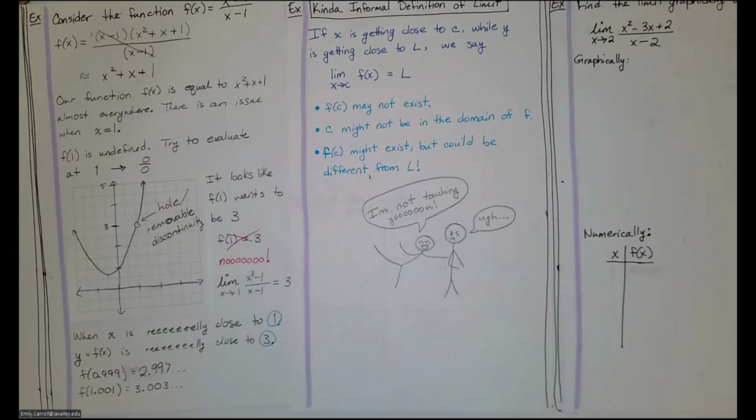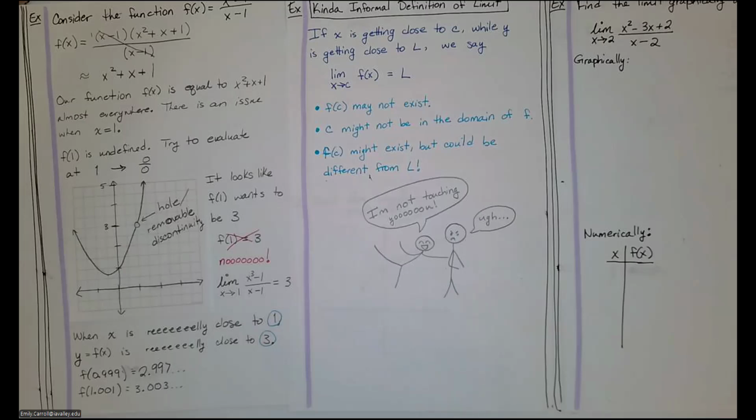So f of c, actually evaluating the function at that c, may or may not exist. That c may or may not be in the domain of f. We can't evaluate functions at numbers that are not in their domain, but we can take limits and get close to it.